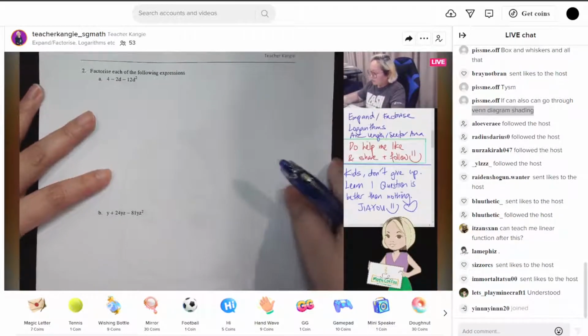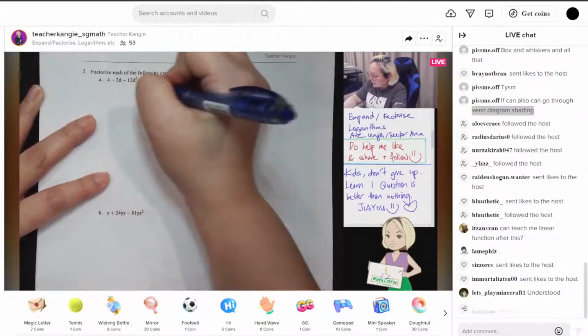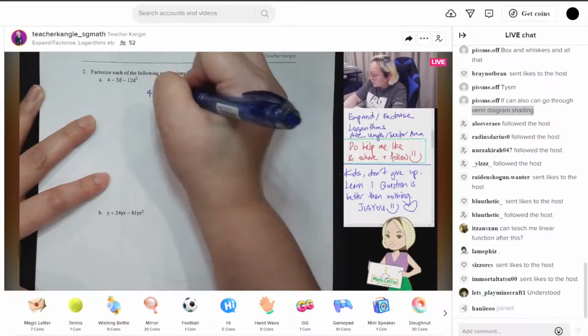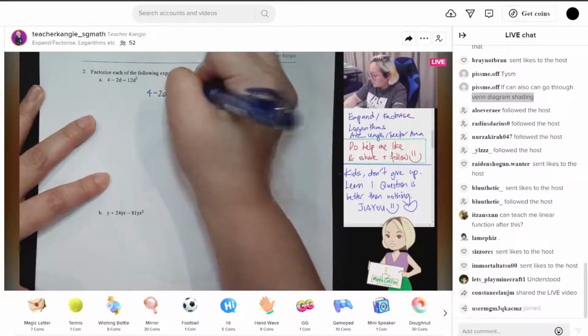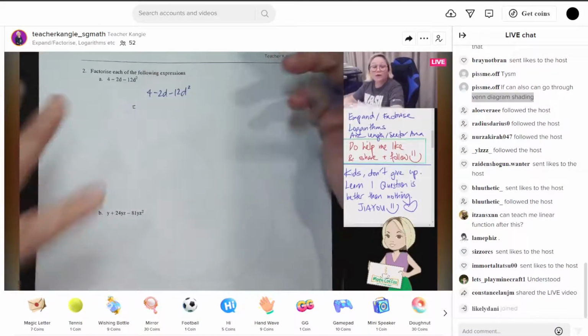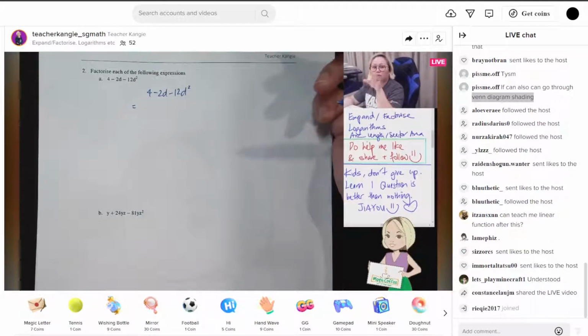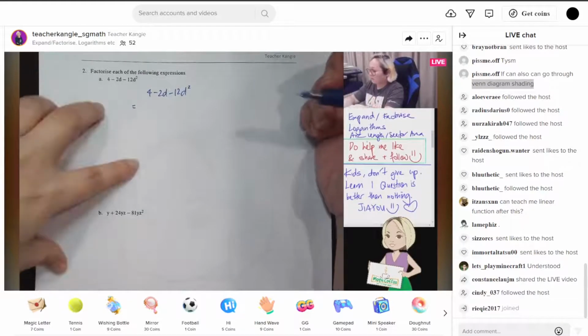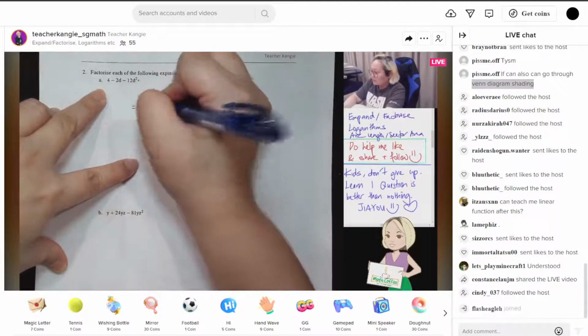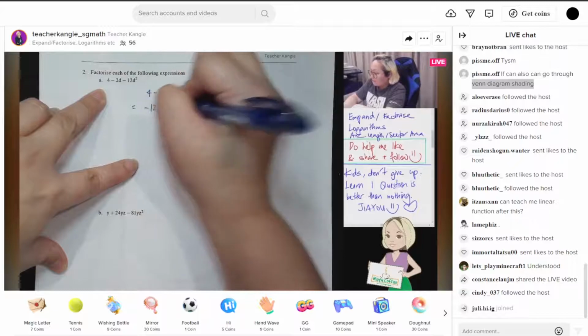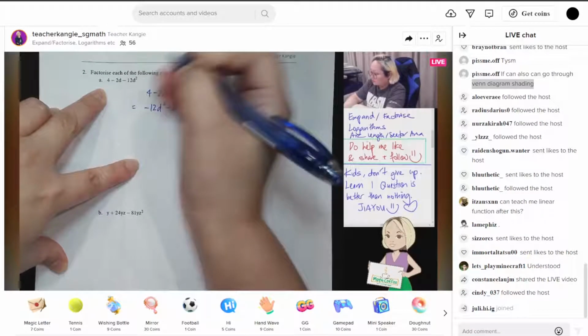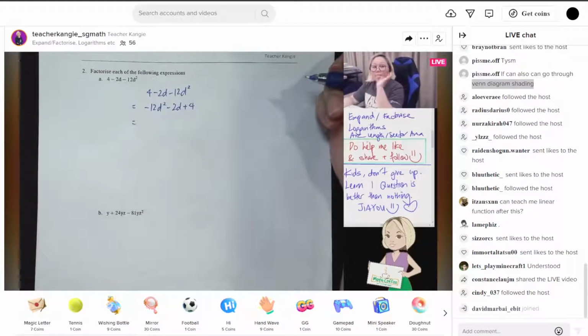Okay, factorize each of the following. So I'm going to write this as 4 minus 2d minus 12d squared. Why do I put it here? Because do you notice that your first term is a negative number. So I'm going to rearrange. I write it as minus 12d squared minus 2d plus 4. Okay. Take out common factor and take note. Always try to make your first term positive.